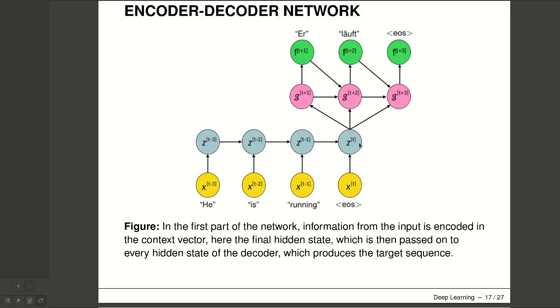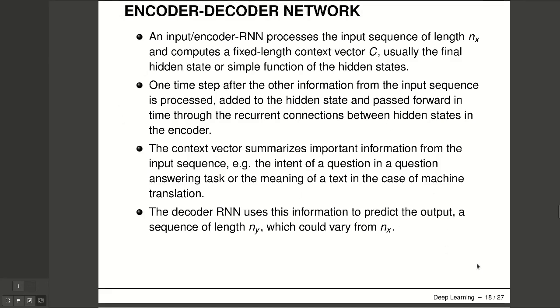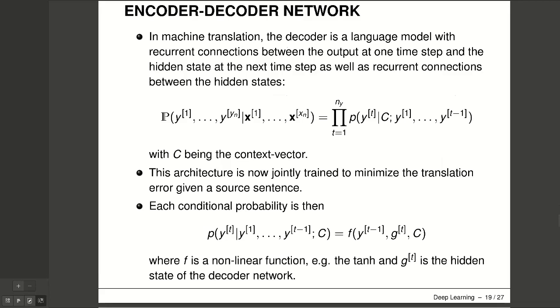And then the decoder RNN uses this information to predict the output sequence with a specific length. It is not necessary for the input sequence to be the same length as the output sequence. Well, this is what I explained. In the task of machine translation, the decoder is a language model with a recurrent connection between the output at one time step and the hidden state at the next time step, as well as a recurrent connection between the hidden states.